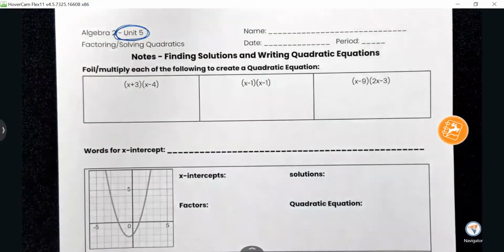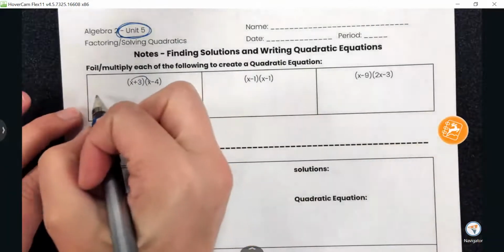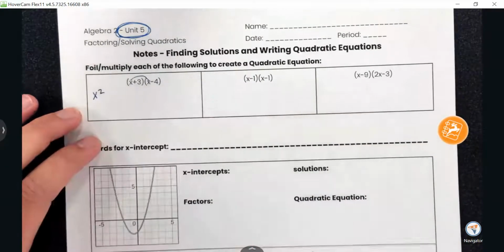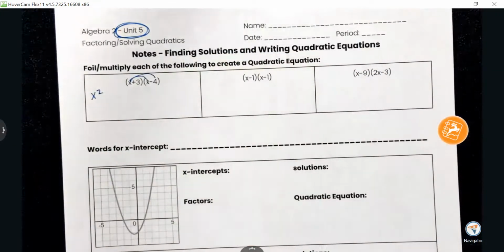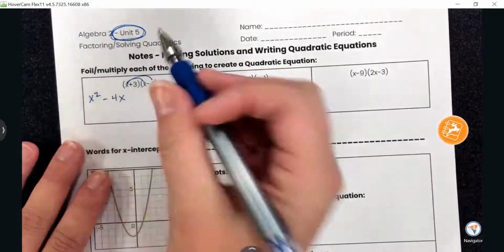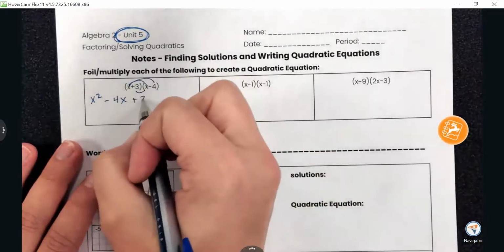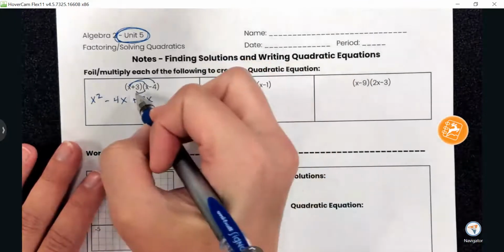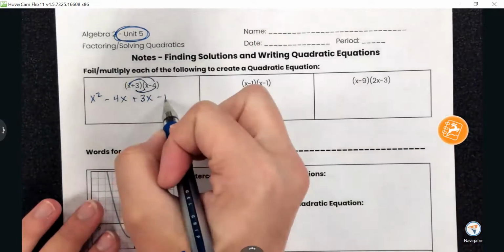All right, let's check our first one. If you haven't done it, you can keep going to the next one. So I have x times x. What is x times x? X squared. Then I have x times -4. What's x times -4? -4x. Then I have 3 times x. What's 3 times x? Positive 3x. And then I have 3 times -4. What's 3 times -4? -12.